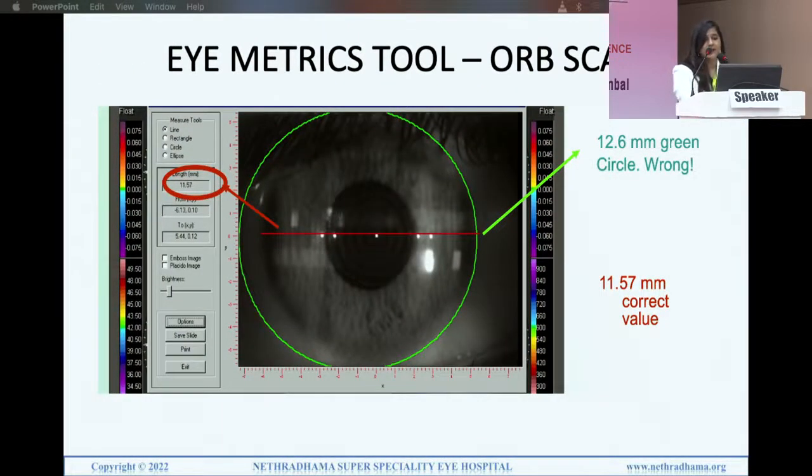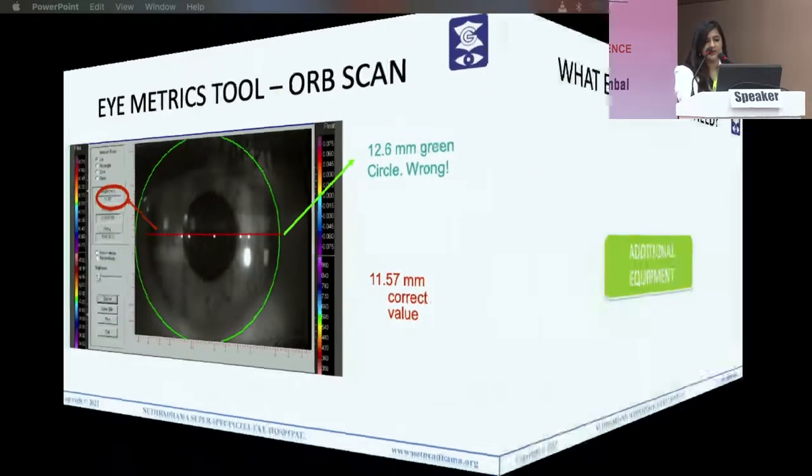Again, your OPD-Scan is a very good topographer to actually measure the white-to-white. It has one of the most accurate measurements, but in some cases, it can give you a wrong measurement. So there's a tool called the iMetrics tool where you can manually correct and measure the white-to-white. So it gives you a correct value.